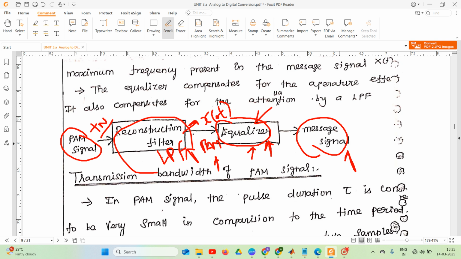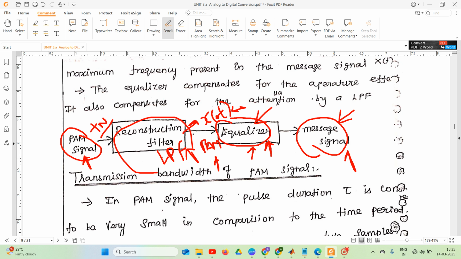So in this way, we can detect the modulating signal from the PAM signal using this reconstruction filter. From the reconstruction filter, we are removing unwanted high frequency signals, and we will get the decreased amplitude modulating signal. And in order to remove the aperture effect and attenuation, we are using the equalizer. Finally, we will get the modulating signal, right?